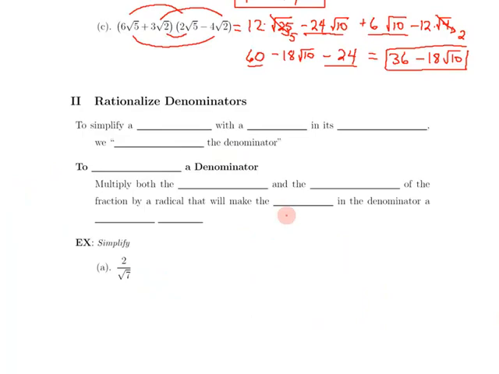Now let's move on to division. In division, what we basically mean when we're dividing radicals is we're going to rationalize the denominator. So to simplify a fraction with a radical in its denominator, we rationalize the denominator.